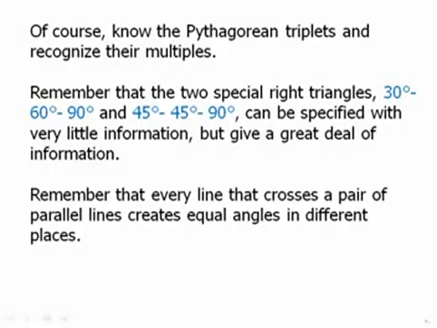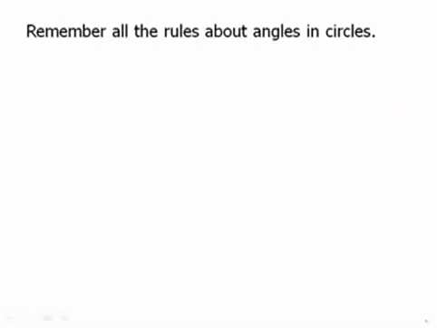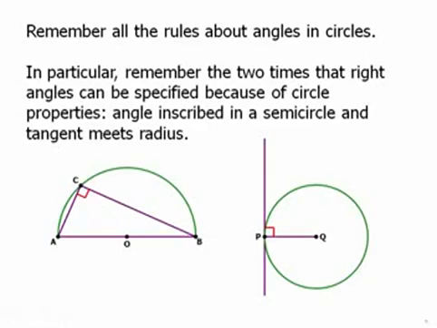Remember that every line that crosses a pair of parallel lines creates equal angles in different places. Remember all the rules about angles in circles. There are several rules there that are important to remember. In particular, remember the two times that right angles can be specified because of circular properties: an angle inscribed in a semicircle, and a tangent meeting a radius at the point of tangency. Now, in both of these diagrams, I drew the little perpendicular square. The test would not have to do that. In other words, the test could just expect you to recognize that it has to be a right angle purely because of the circular properties.